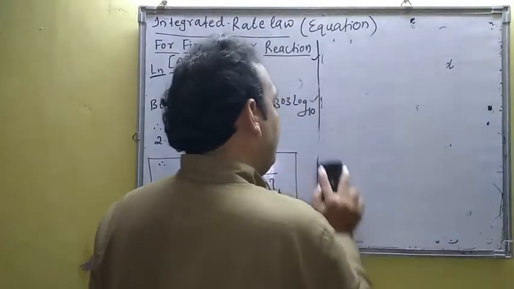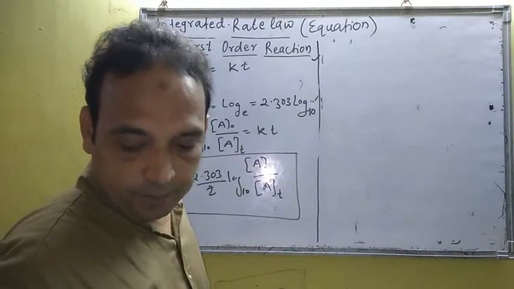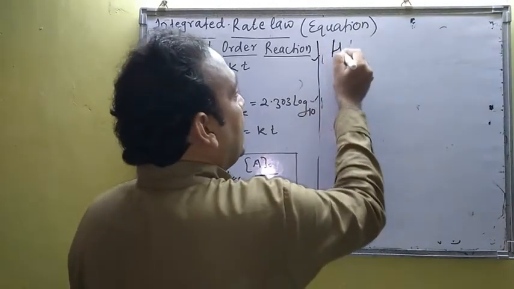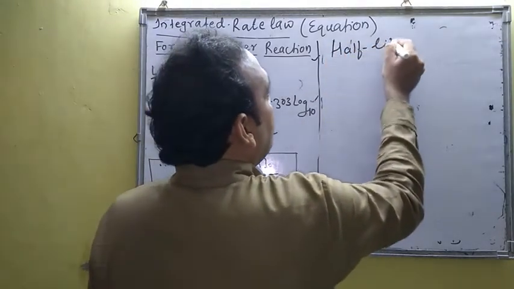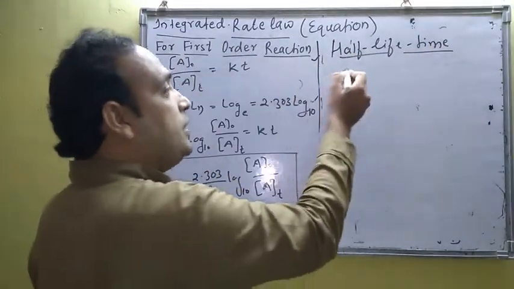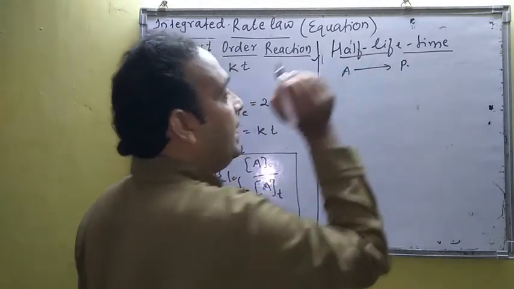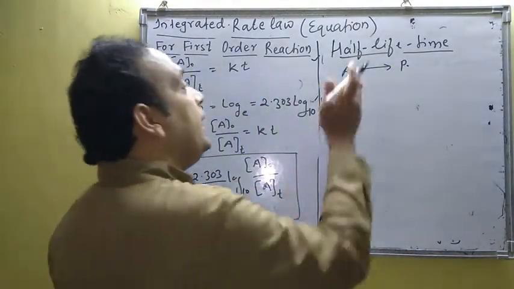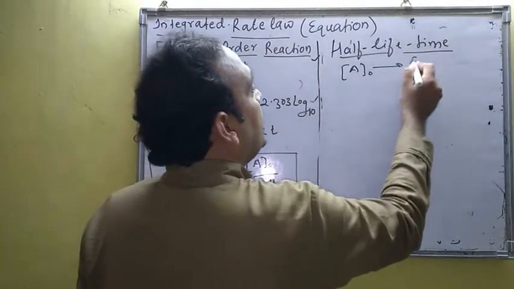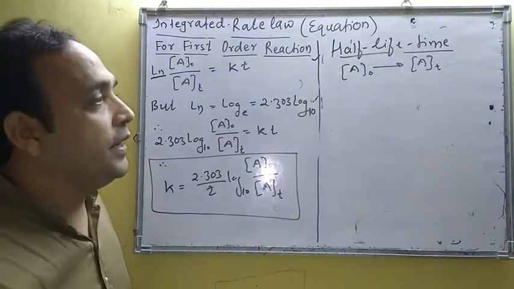reaction. Half-life period for first order reaction. Now what is half-life period for first order reaction? That we are going to start. Half-life time, or we can say half-life period. Now, simple reaction, I am taking A convert into P, or A0, for example, A0 convert into AT. Okay, A convert into product, A0 convert into AT.